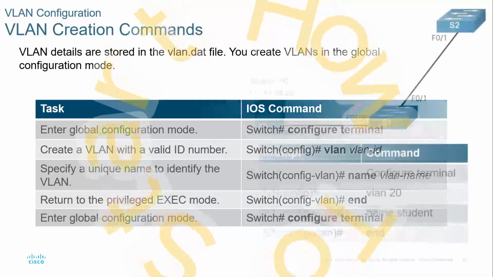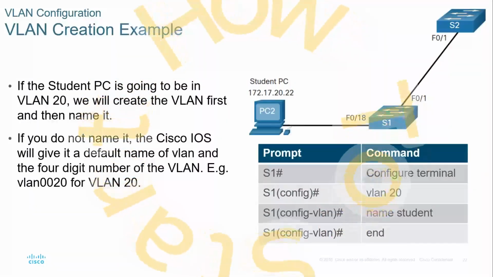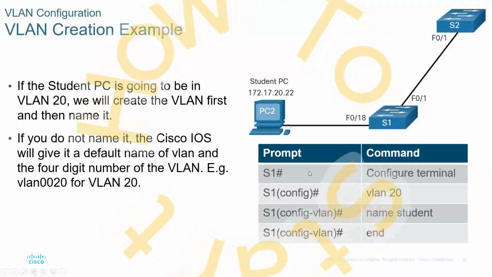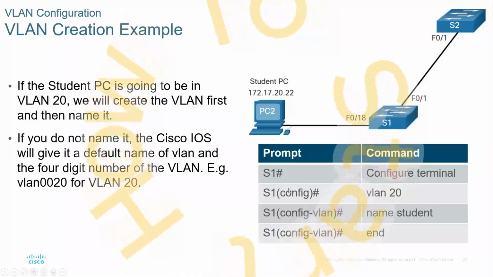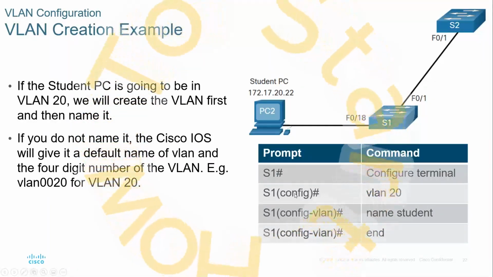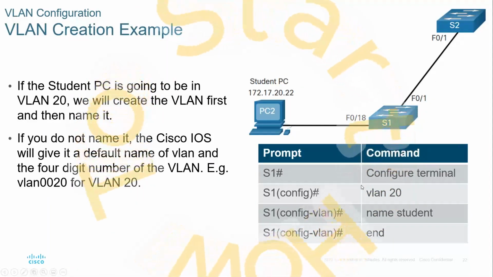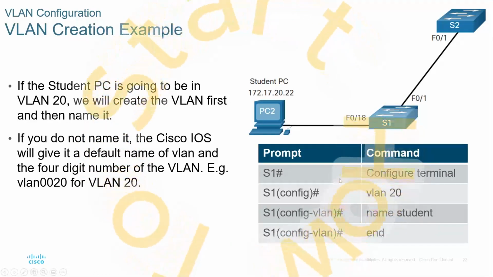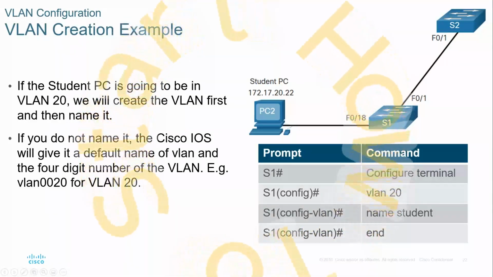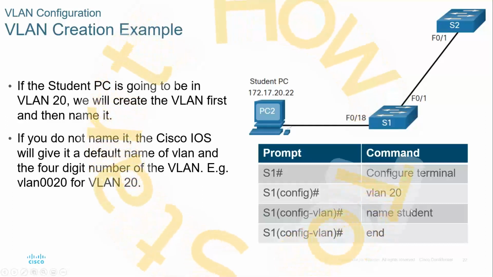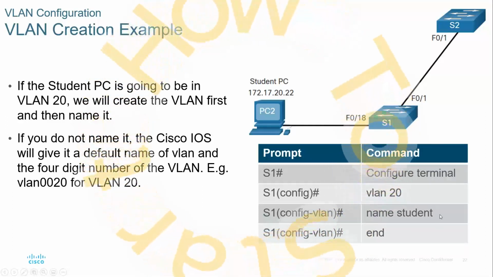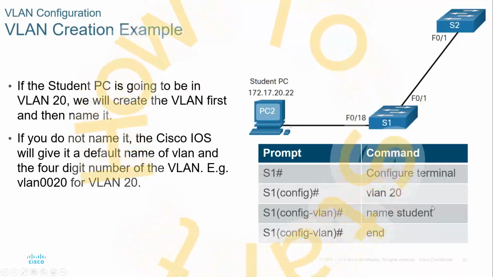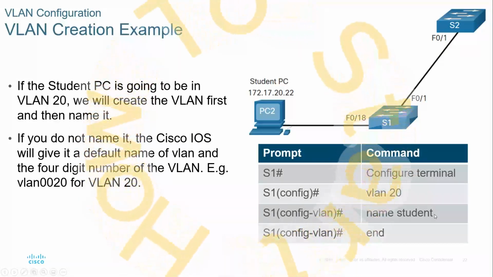For example, we want to do VLAN 20. We would go from our exec mode to our global configuration mode. From our global configuration mode, type VLAN 20. That creates VLAN 20. Hit enter. That brings us to our sub interface for our VLAN. We would do the name of our VLAN. Hit enter. That now creates VLAN 20 and it's named student.